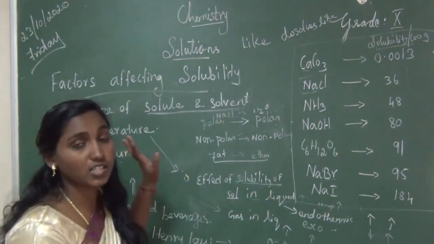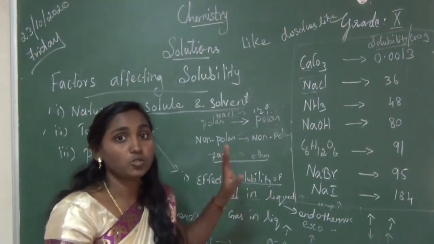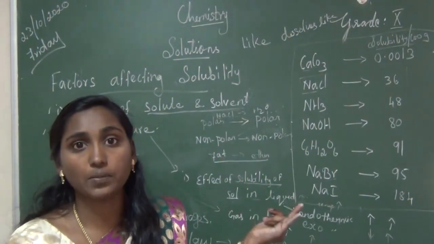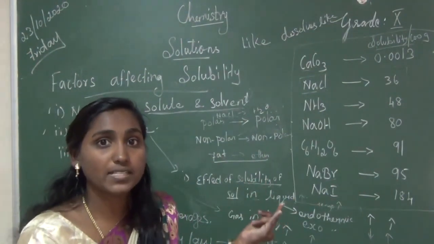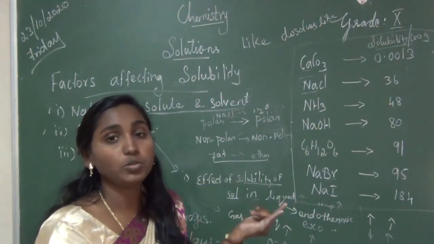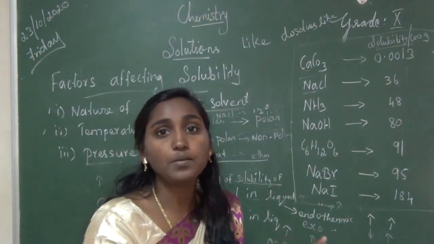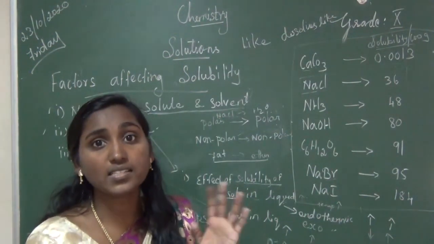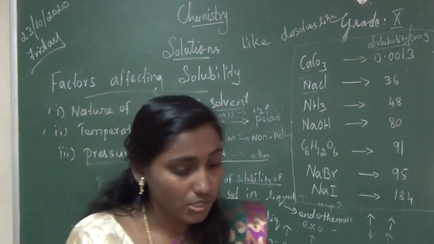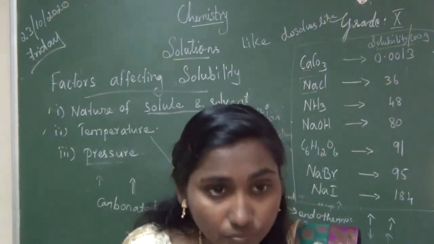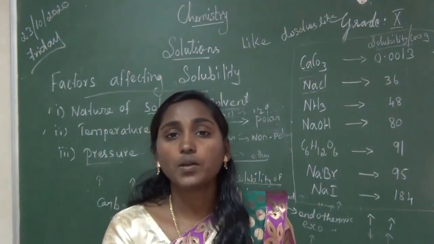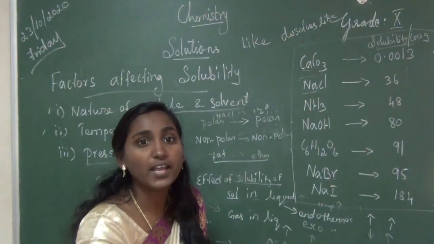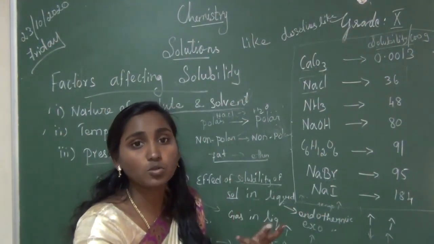Have you understood factors affecting solubility? Today we studied solubility and the factors that affect solubility. What is meant by solubility? It is the amount of solute dissolved in a particular amount of solvent at a given temperature. Now all of you take your book. What is the formula of solubility? Solubility is equal to mass of solute divided by mass of solvent into 100.